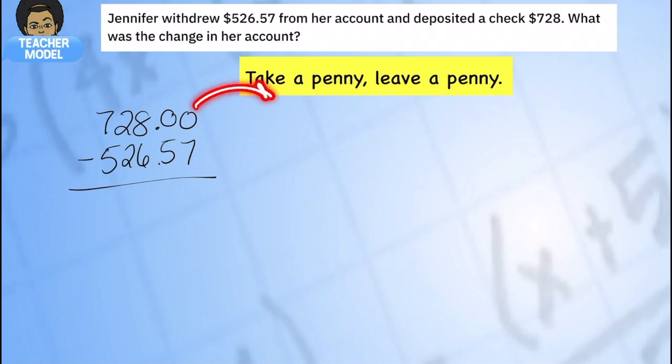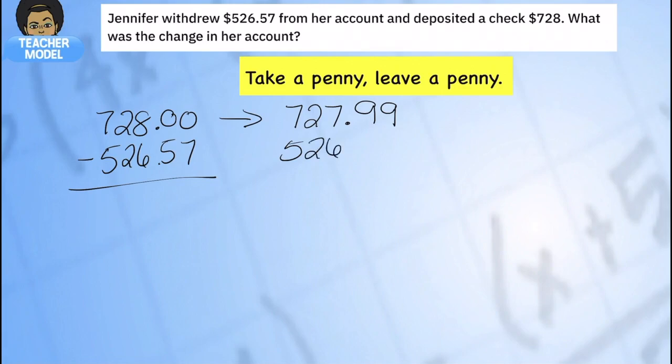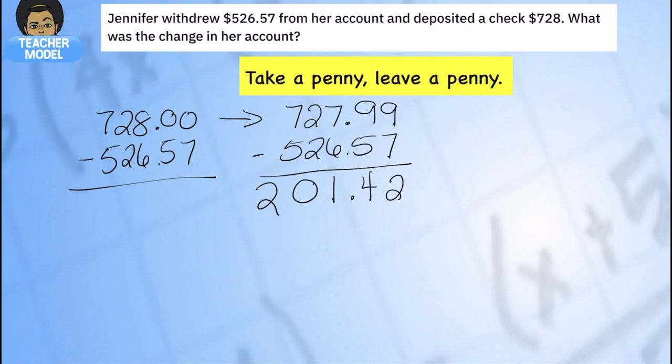Meaning I'm going to take a penny away from here. I'm going to take away 1 cent. And then at the end of the problem, I'm going to add that 1 cent back in so that my overall value does not change. So watch what this looks like. If I take away 1 penny, I get $727.99. This stays the same. So now when I subtract, look at how easy this is because I have enough to subtract. So here we go.